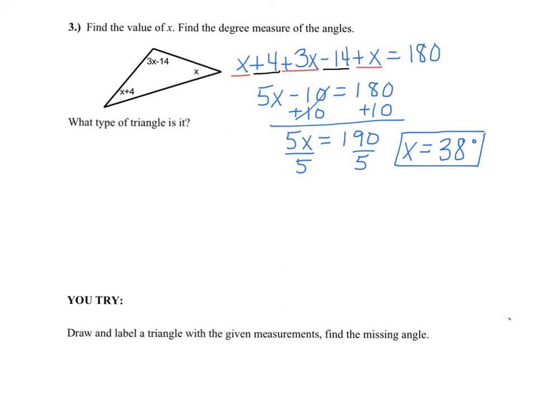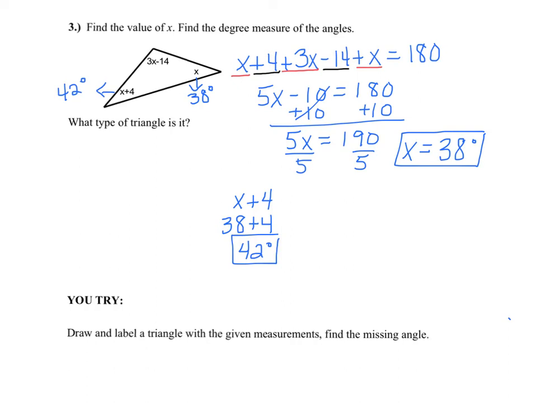All right, so we found the value of x. Now let's find the degree measures of the angles. Our first angle is x, so we have 38 here. Our second angle is x plus 4. We just figured out that x equals 38, so we replace x with 38. We have 38 plus 4, which gives us 42 degrees. So our second angle is 42 degrees.